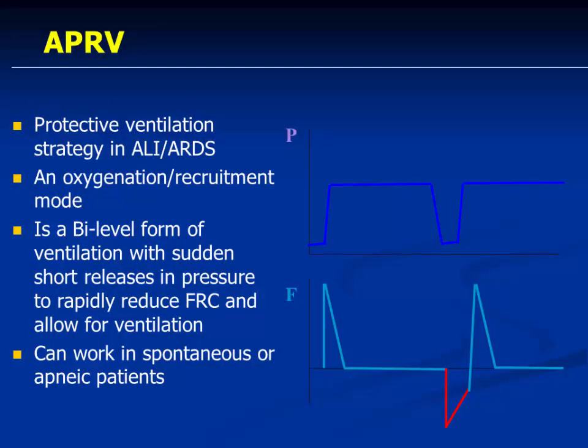Coming to another mode, which is a small variant of this bi-level. Bi-level is patented by Draeger. That's why you will not find the name anywhere. Maybe in some modification, some patent, small modification, GE machines have also started coming up with this bi-level. APRV is again patented by Draeger, but APRV mode is now available in Maquet, GE, Puritan Bennett, and of course Draeger. So it's a positive pressure ventilation strategy in acute lung injury and ARDS. An oxygenation and recruitment mode, it's a bi-level form of ventilation with sudden short release.